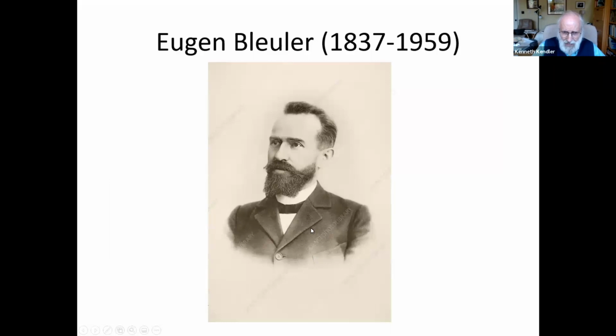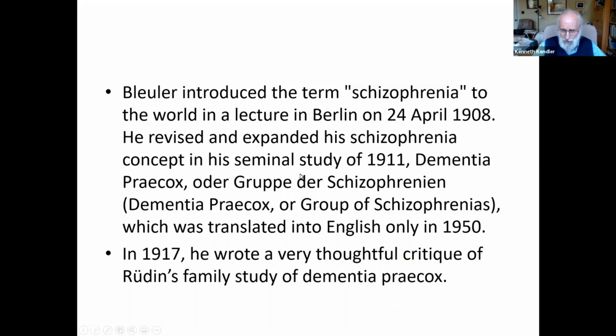Let me then go on and conclude with this figure, Eugen Bleuler. He's probably the best known of all the people that I've spoken about here. This is a lovely photo of him as a young man. Bleuler is most famous for introducing the term schizophrenia to the world in a lecture in Berlin on 24 April 1908. He revised and expanded his schizophrenia concept in his seminal study of 1911. This is his great monograph, Dementia Praecox, a Group of Schizophrenias, and was unfortunately only translated to English in 1950.